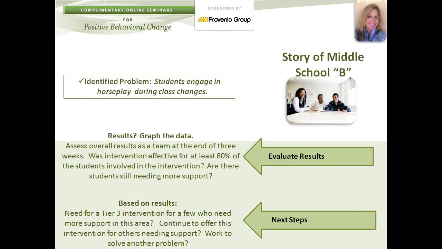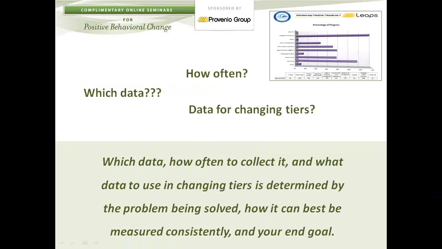That's a great story. Thank you, Pam. I think on our next one we're going to talk about which data, how often, data for changing tiers.